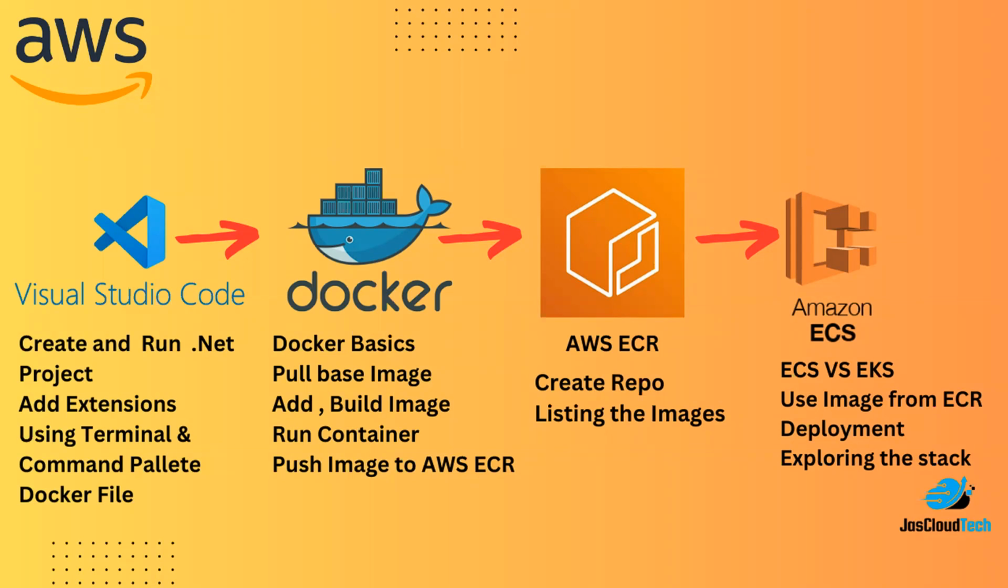In today's video, I'll be discussing how we can create a project in Visual Studio Code, how to create a Dockerfile, how we can have a Docker image and how we can put it to our Amazon ECR. And from the ECR, how we can create a repo and put our images, and then how we can deploy in the ECS.